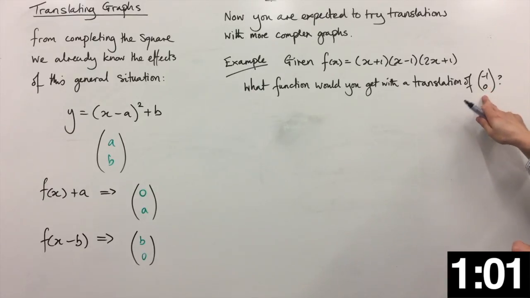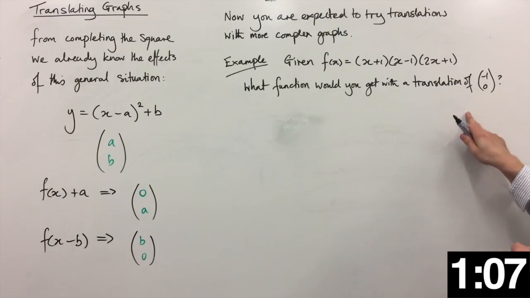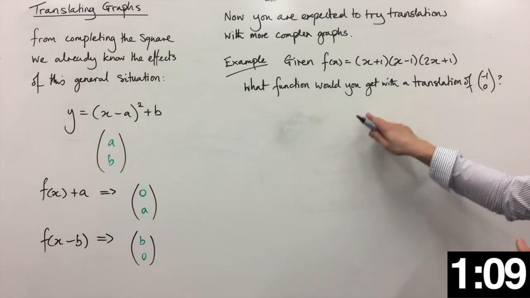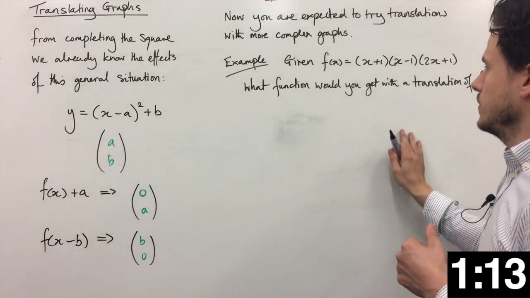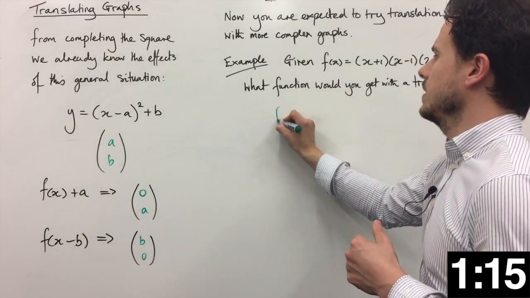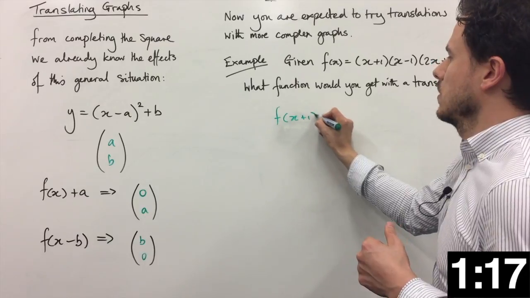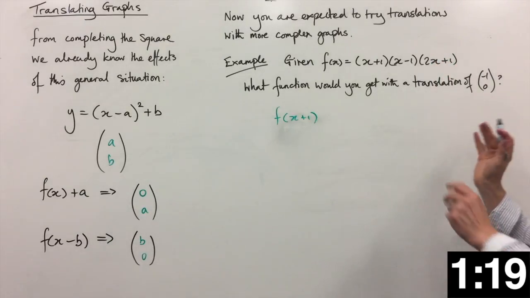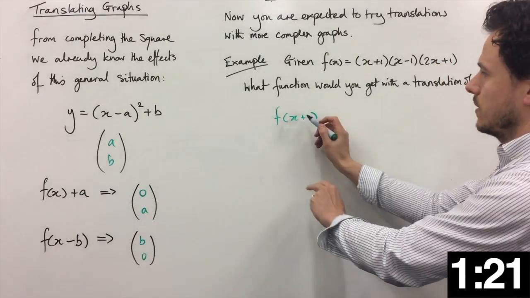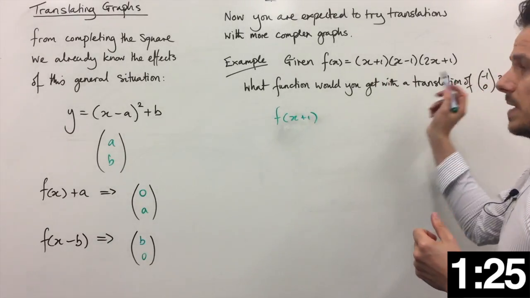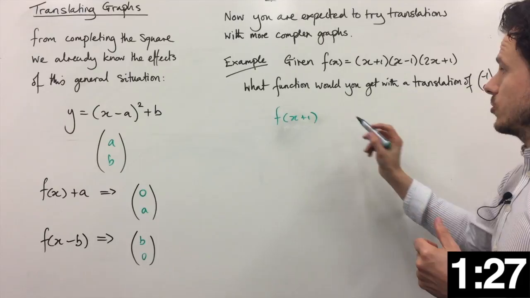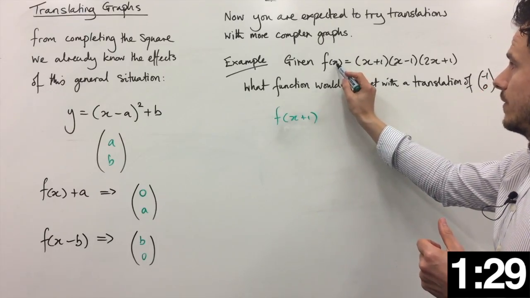Now, if we've got a translation of (-1, 0), we're looking at this moving to the left by 1. So we need to consider what would happen with the function in this situation. If it's moving to the left by 1, we're looking at the graph moving that way, so this would be a positive number. Now, without expanding all of this, if you notice, we've got f(x).